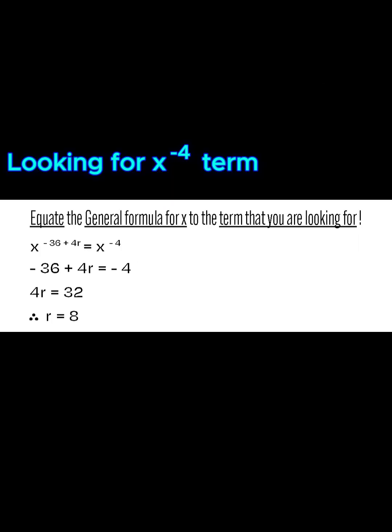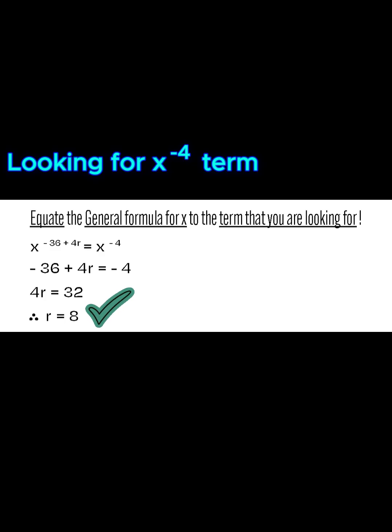So what is the term we're looking for? According to the question, we're looking for a 1 over x^4 term, which in indices is an x to the power minus 4 term. Okay, so when we put these two side by side, because the base is the same, they're both x's on the left and right, we can simply compare the power. So we're going to compare minus 36 plus 4r to negative 4. That way, we'll be able to work out that r must be a value of 8.